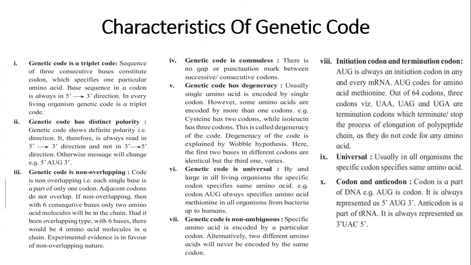Number 9, universal. Usually in all living organisms, the specific codon specifies the same amino acid. And the last one, 10, codon and anticodon. Codon is part of messenger RNA. Example, AUG is a codon. It is always represented as 5' AUG 3'. Anticodon is the part of transfer RNA. It is always represented as 3' UAC 5'.